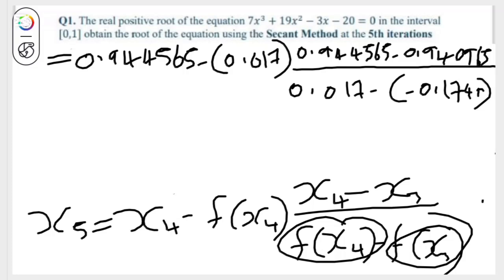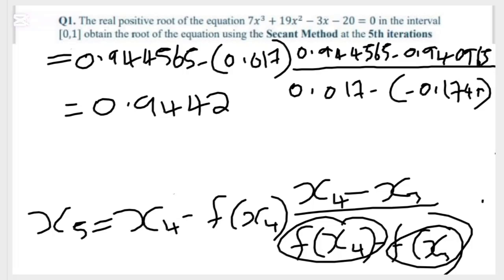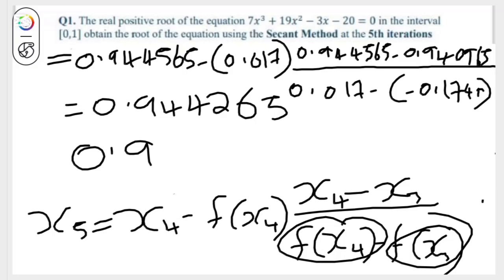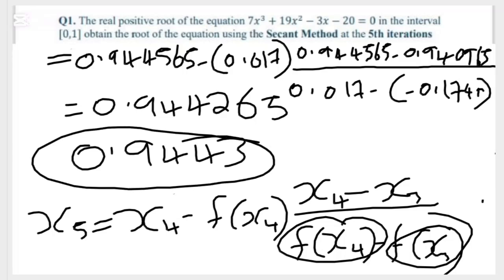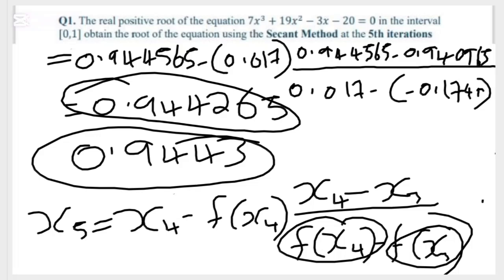So therefore this is the same thing as 0.944265. As you can see, the real positive root at the fifth iteration is approximately 0.9443. So this is the fifth iteration that we are asked to find.